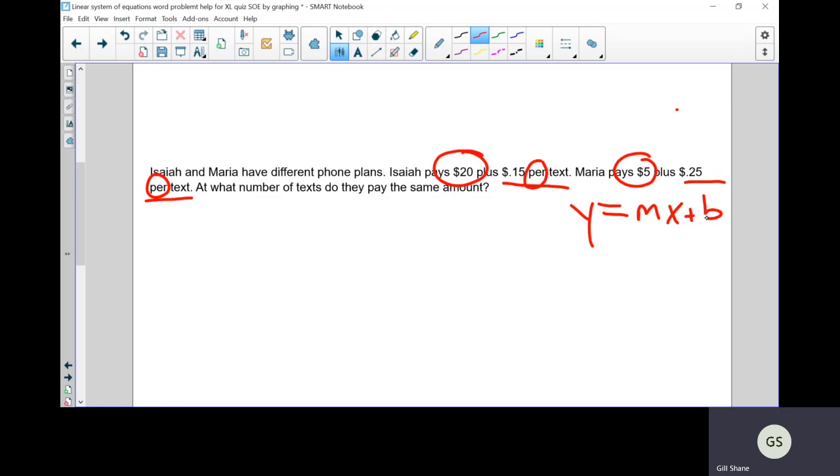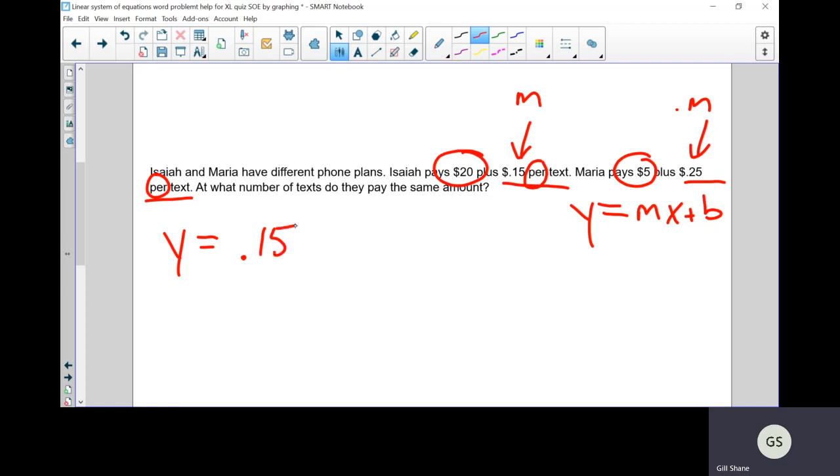So now I can set up the two equations. Again, I know it's going to be in the format of y equals mx plus b. The m comes from the phrase that has the per in it. So remember, that was one of our key words. Whatever comes before the word per is our m, so 0.15.